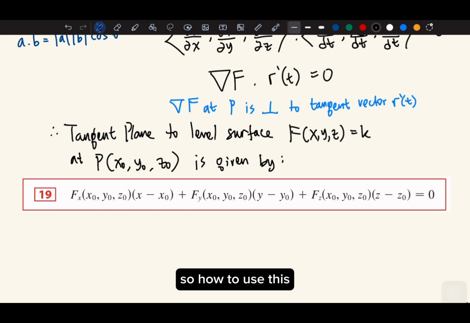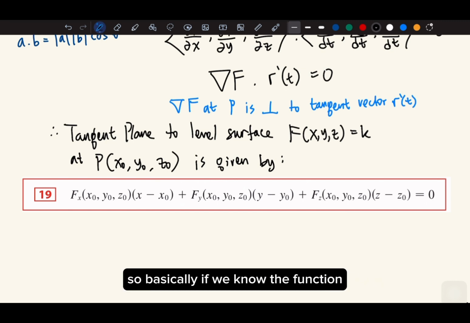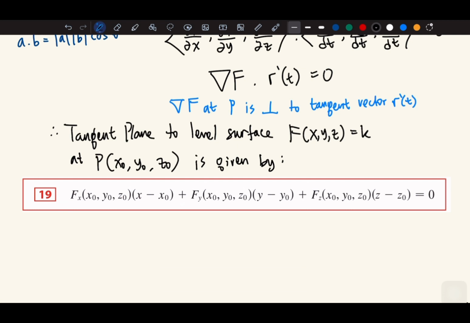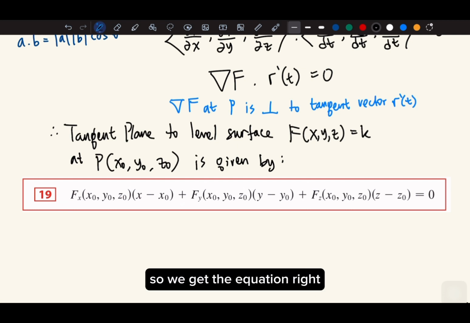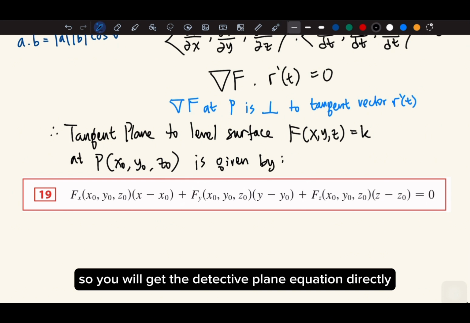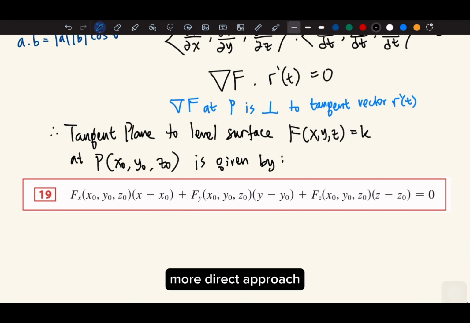So how to use this? Basically, if we know the function, we can derive the function, and we know the point, which means the partial x, we partially derive with x, so we get the equation, right? And then we put in the point x0, y0, z0, any number, and then multiply with x minus the x, the number, and the same with y and z. So you will get the tangent plane equation directly. So it is a more direct approach.